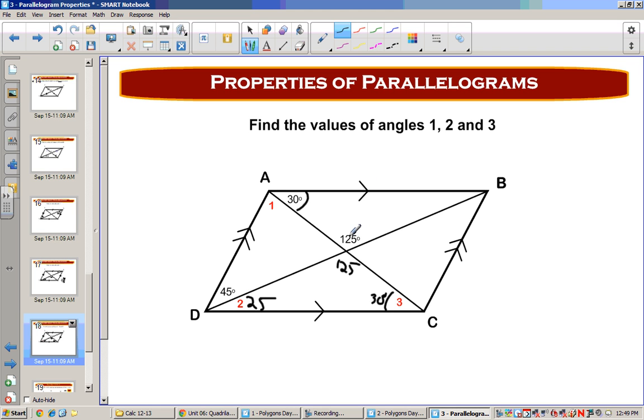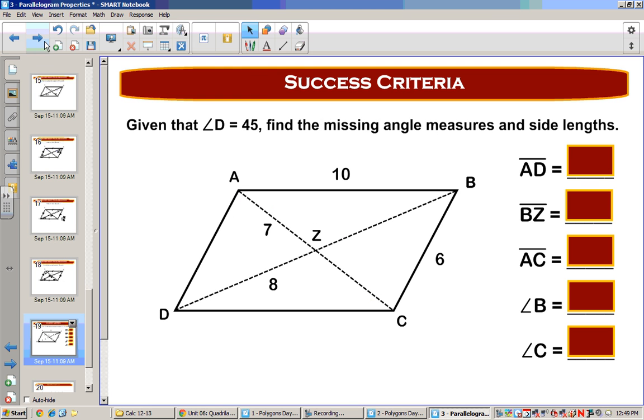Now this one, subtract from 180 is 55. Now we can add these two together. That's what, 100, subtract from 180, and I have 80 degrees. Now this is the level of difficulty that I expect you to be at now.